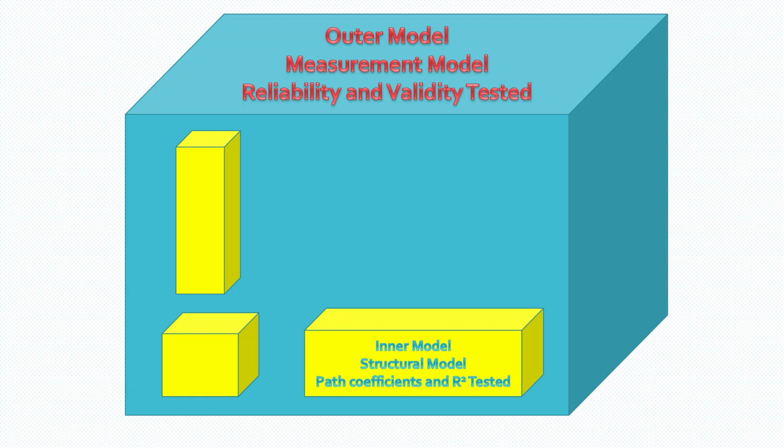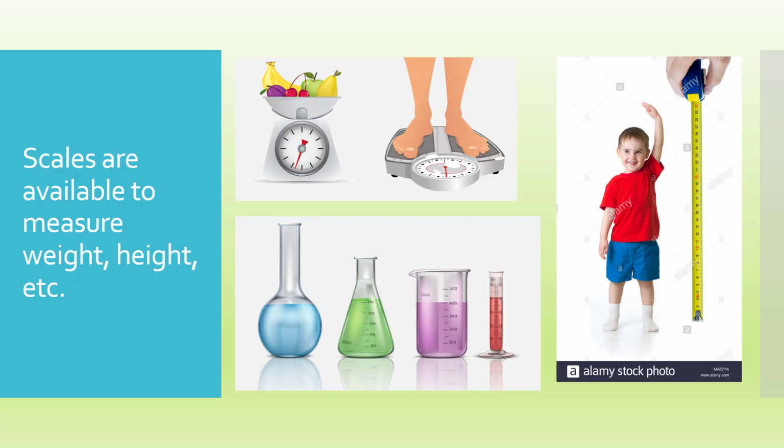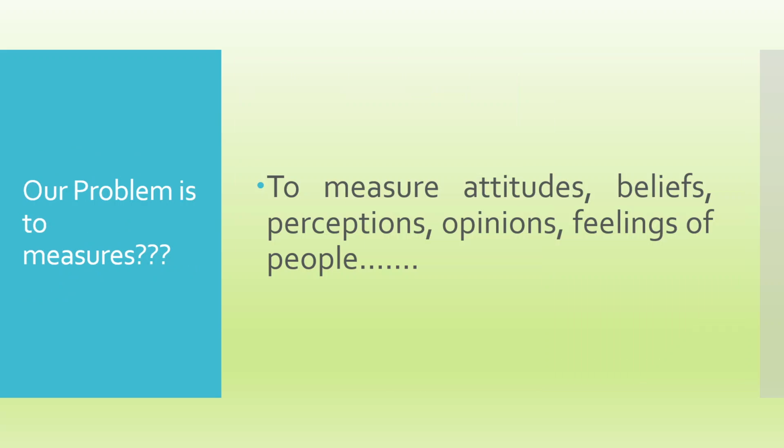Now, what is this whole concept of reliability and validity? Let us understand. We have scales available to measure weight, height, and temperature. But we don't have any scales to measure attitudes, beliefs, perceptions, opinions, and feelings. So we want to construct our own scale. For example, we can very easily measure the temperature of a person, but if we want to measure the temperament of a person, I require some formal questions.